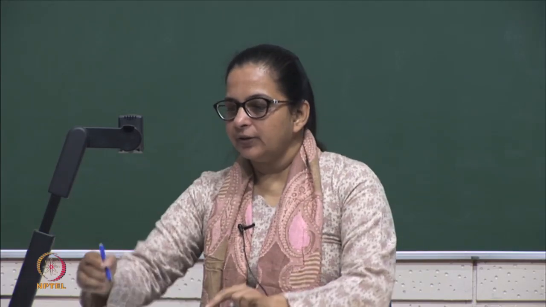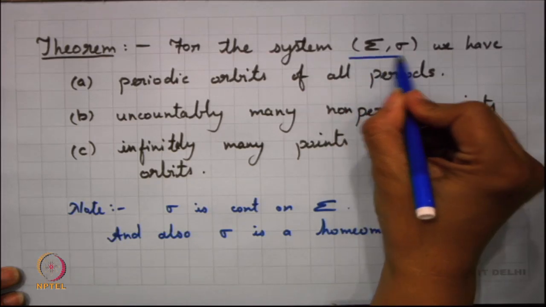So, this sigma is also a homeomorphism, and hence if S has a dense orbit, then sigma S also has a dense orbit and sigma inverse S also has a dense orbit. In fact, sigma square S also has a dense orbit, right. So, you can have infinitely many points which have a dense orbit. So, the dynamics of this is very clear.